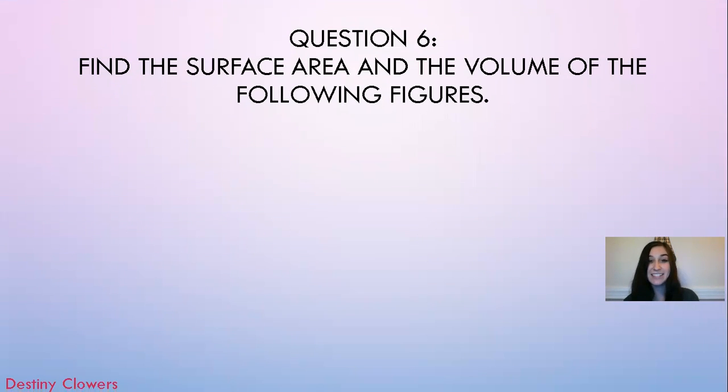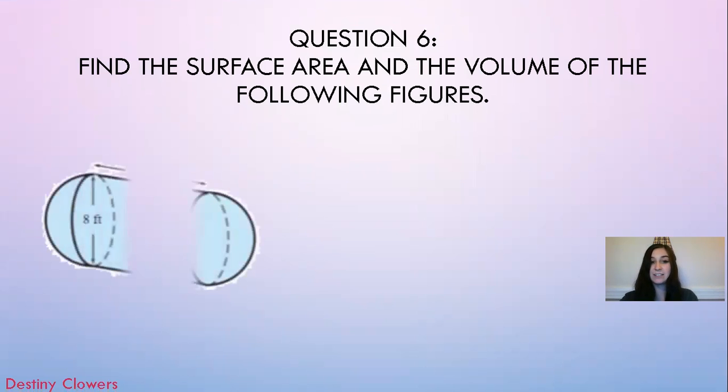Now last question, I know y'all are excited. This question wants us to also find the surface area, but this time we're going to find the volume too. So this is our first figure that we've got. Now I want you to notice that there is a cylinder right here, and we've got half of a sphere right here and another half of a sphere right here. So those 2 halves are going to equal 1 sphere.